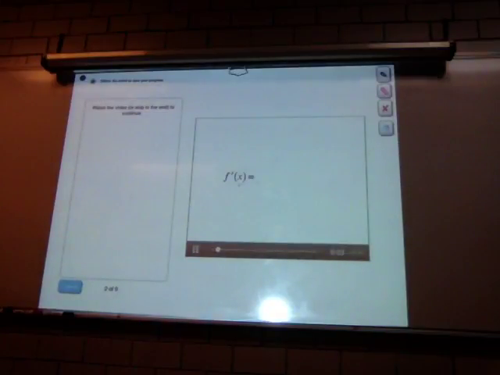Right. For a function f, the derivative of f equals f of x plus h minus f of x divided by h in the limit as h goes to 0. Now let's use this definition to find the derivative of the function f of x equals x squared. What's the formula for the derivative of this specific function?